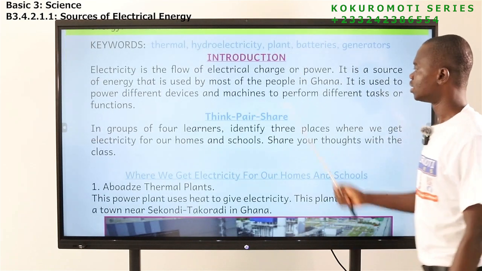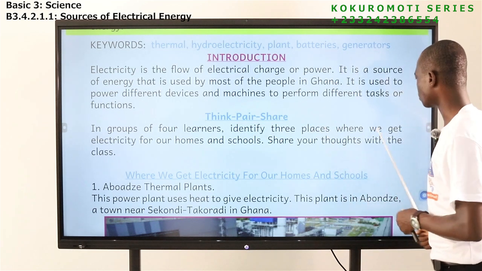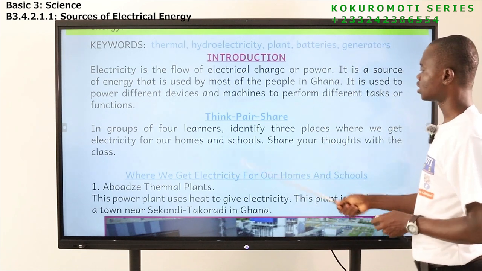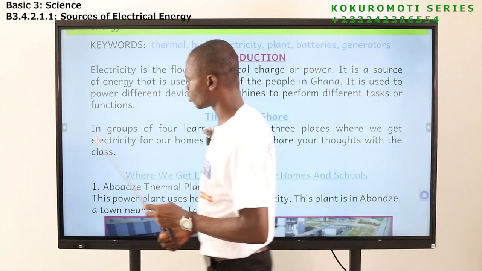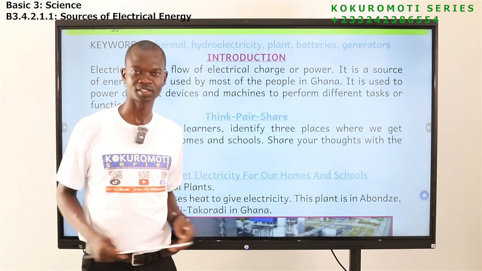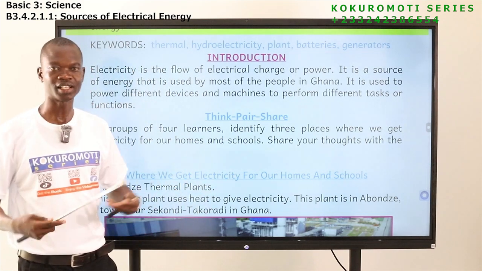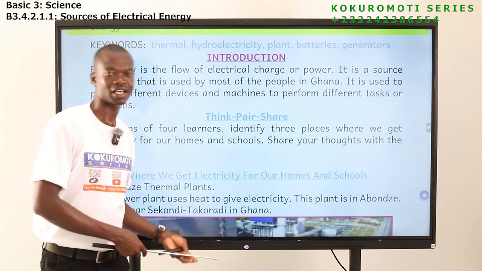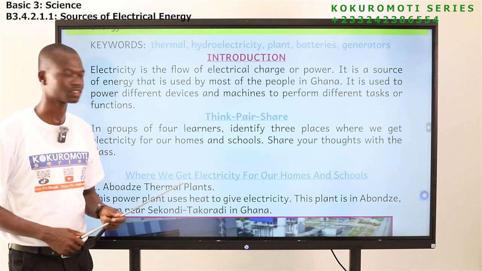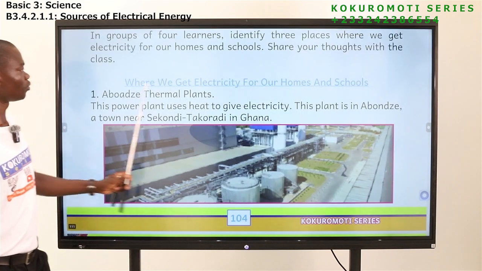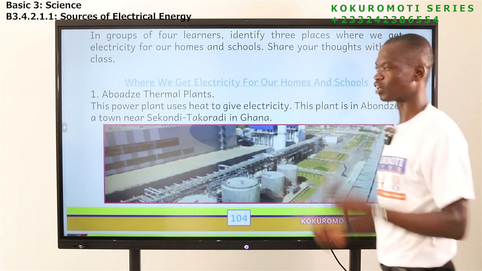Very good. So in pairs or in groups of 4 learners, identify 3 places where we get electricity for our homes and schools. Share your thoughts with the class. So in groups of 4, you and your friends, think about how or where we get power or electricity in our homes and in our schools. Now let's look at where we get electricity for our homes and schools.